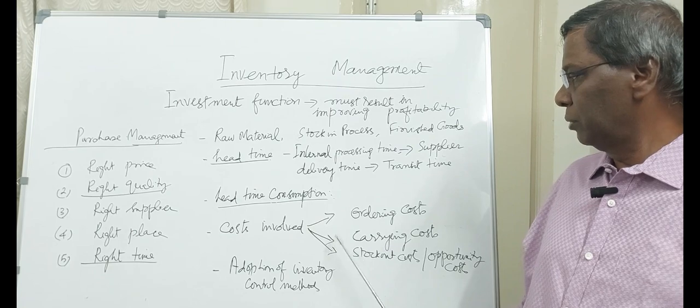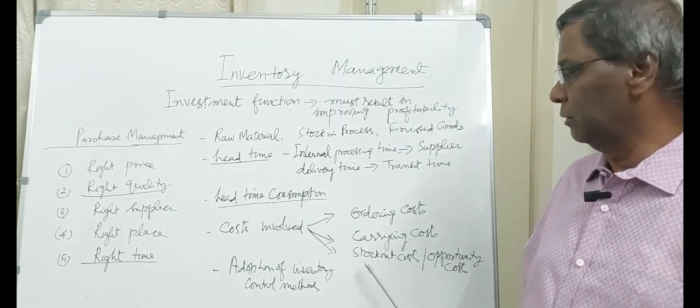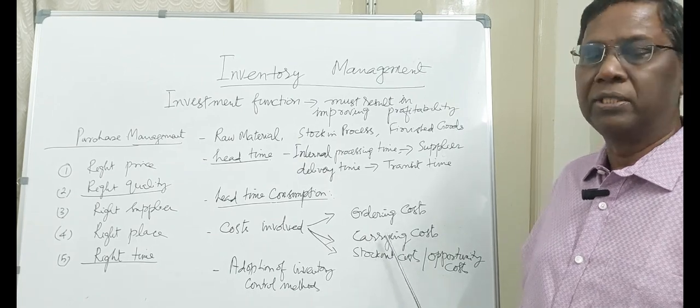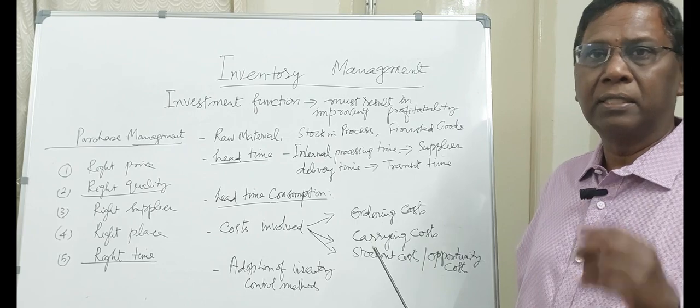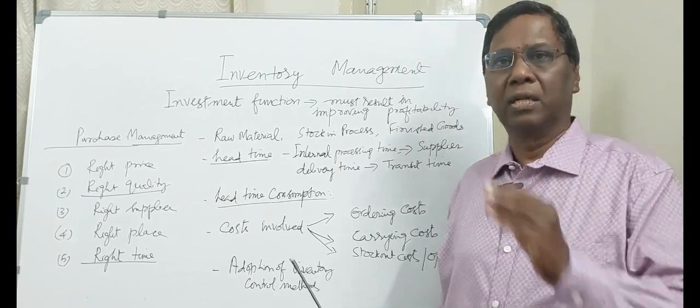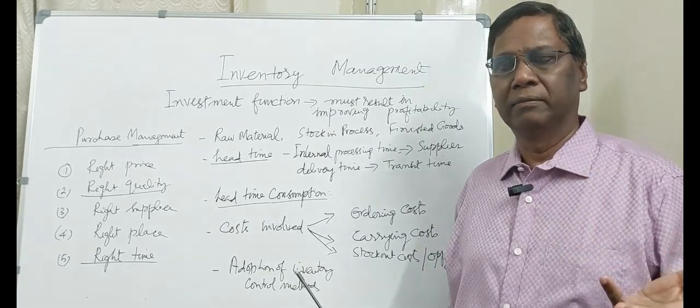So these costs are very important: ordering cost, carrying cost, stock out cost. Stock out cost I already told you is very important. At the same time, we can't afford to keep more stock, because it will carry some cost. I also already told you, nothing is free in the business. Everything is a cost. So everything is a cost. You remember this. Nothing is free.